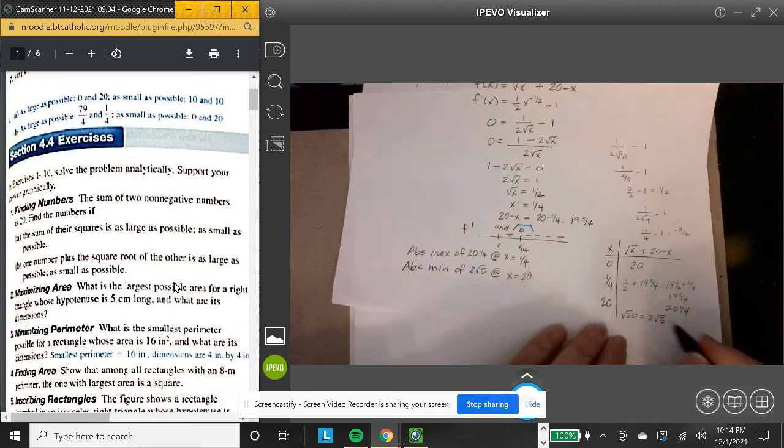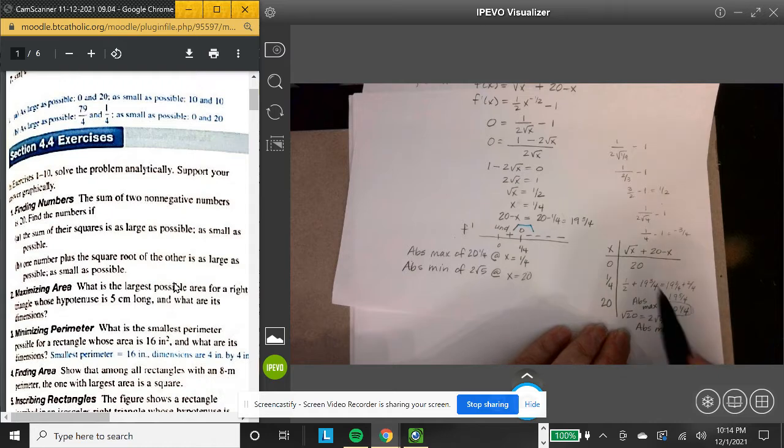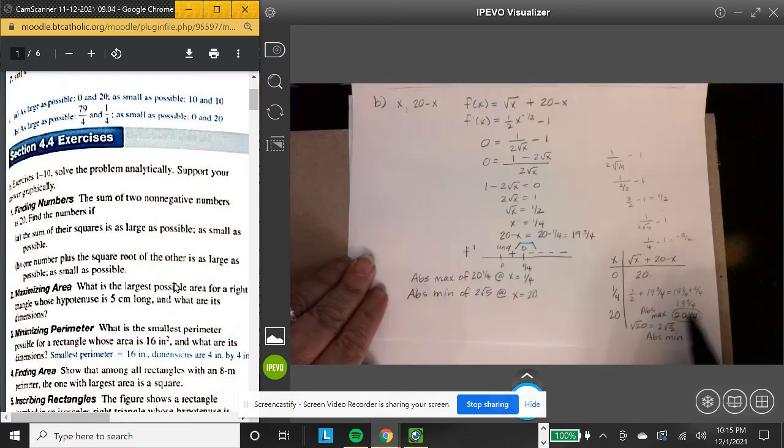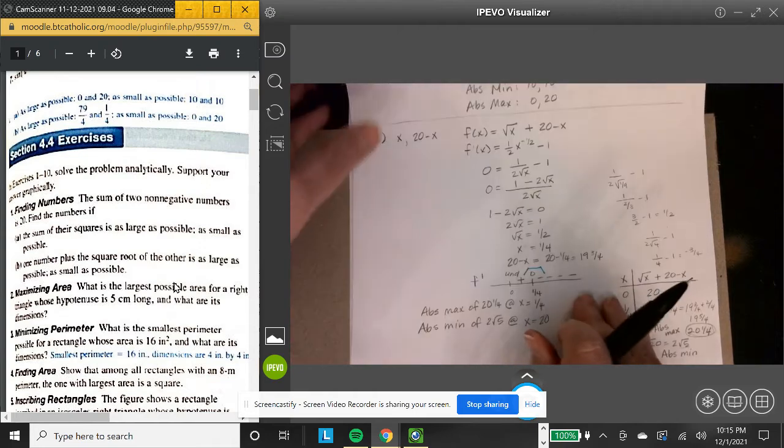And my justification again is my chart. So this is the absolute min. This is the absolute max, because that's the highest y value. This is the highest, the next highest, and then obviously this is 2 times √5, which is just a little bit more than 2. So it's like 2 times 2 point something. So that's going to be the smallest number, okay? All right, so that's how you do the number 1.